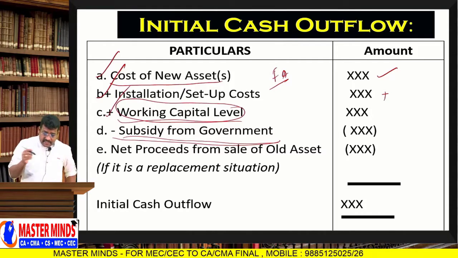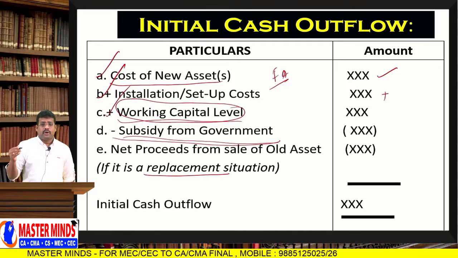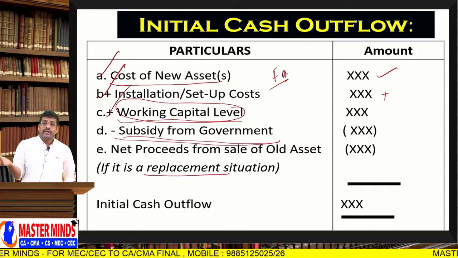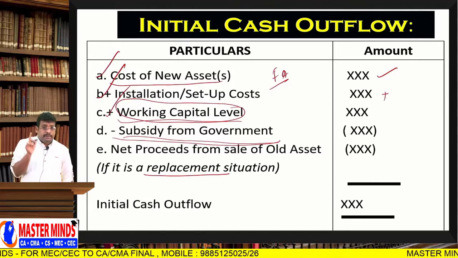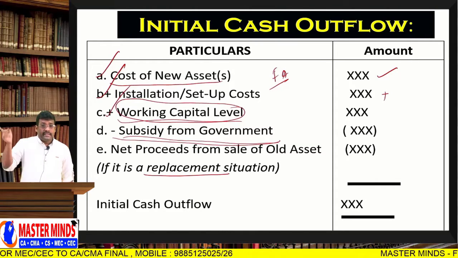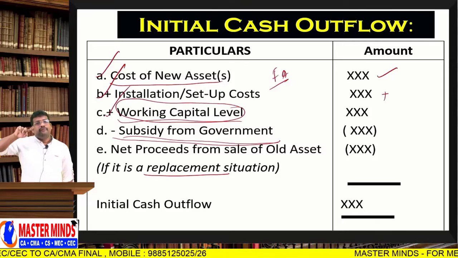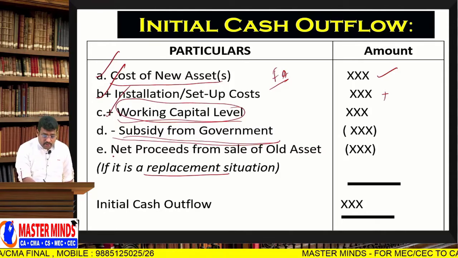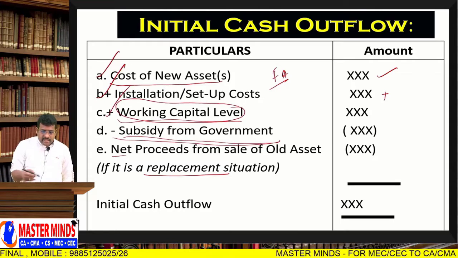Okay. If it is a replacement, you are not going to directly invest in an asset. You are going to replace, which means an already existing asset would be there. If you scrap that asset, you will get certain inflows. Those inflows also you can deduct. So this is the initial cash outflow.